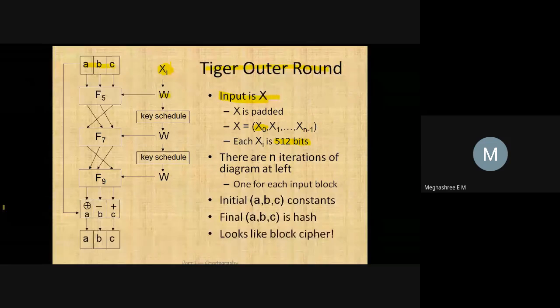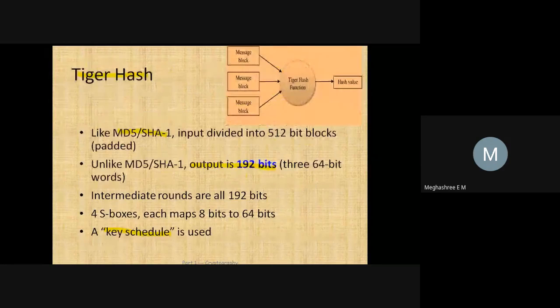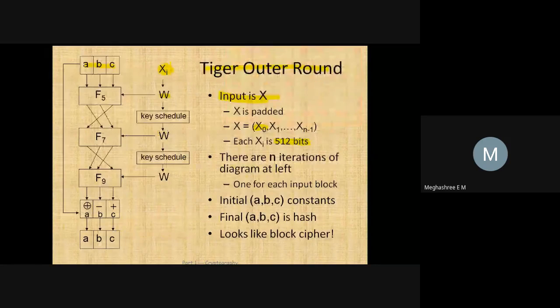ABC is of 64 bits. Do remember, it should be of 64 bits. Why? Because the output we get from the Tiger hash function, as I said in the previous slide, should be of 192 bits. That's why this input is treated as 64 bits each, and this will be represented in the form of hexadecimal.